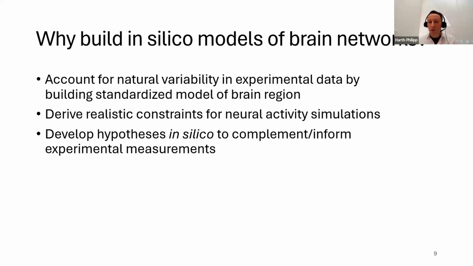And also, we want to develop hypotheses in silico that are then used to make targeted experimental measurements and vice versa. They can help to better understand experimental measurements if empirically observed structural or functional features can be replicated in the in silico model.